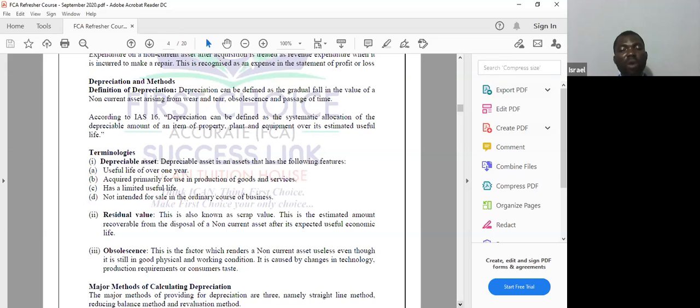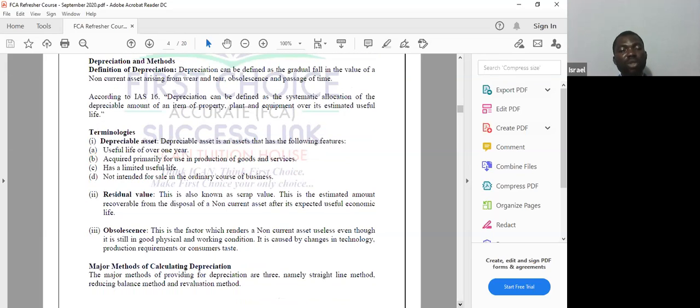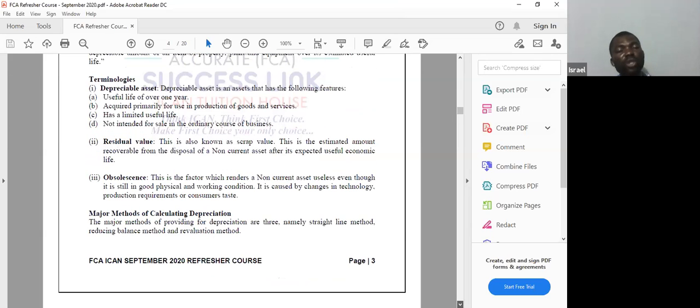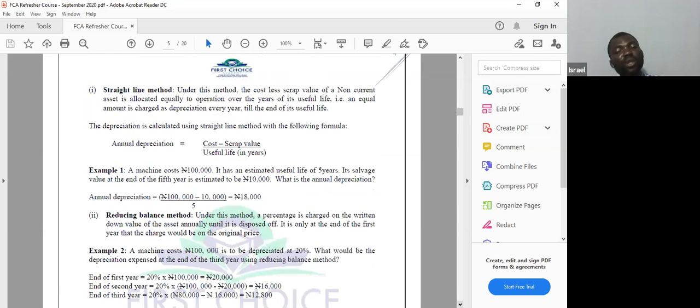Then we will now move on to how we calculate depreciation. We have talked about the theory of depreciation. So how do we calculate it? Before we can calculate depreciation, we need to know there are different methods that can be used. What are the methods? We have the straight line method, the reducing balance method, and the sum of the year digits method. I think we have other methods as well, but these are the major three.